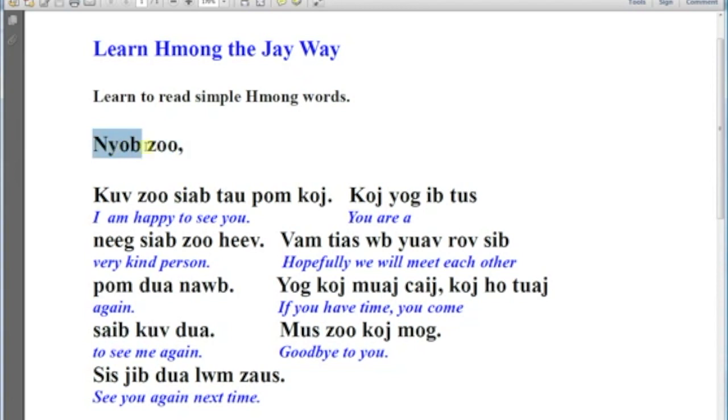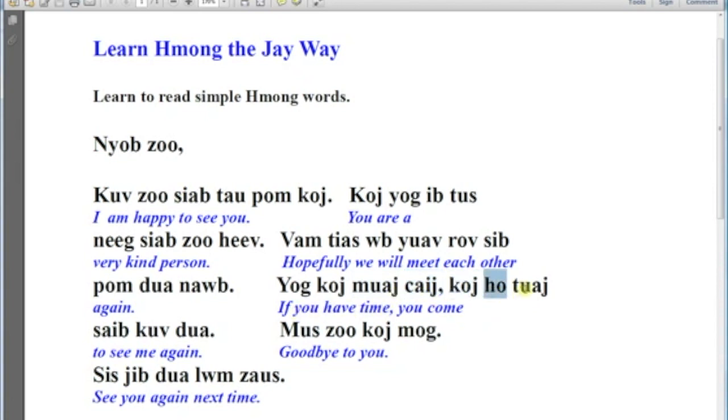Nyo zhong means hello or hi in English. Gu zhong xia means I am happy. Dao bo go, to see you, that is. Go yo yi du, you are a neng xia zhong heng, very kind person. Va dia u yuo, hopefully we will meet each other again. Yo go mua jai. If you have time.